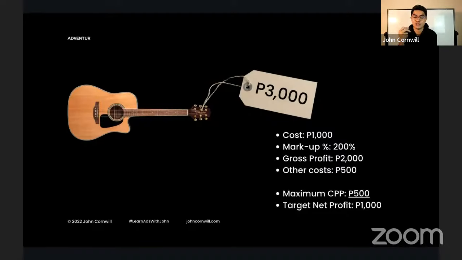So, meron na lang siyang target net profit na 1,000 pesos. Tama ba? Baka may mali ako sa computation. Okay. I hope I made that clear. Now, eto, kailangan din natin to. Siyempre, yung average order value.